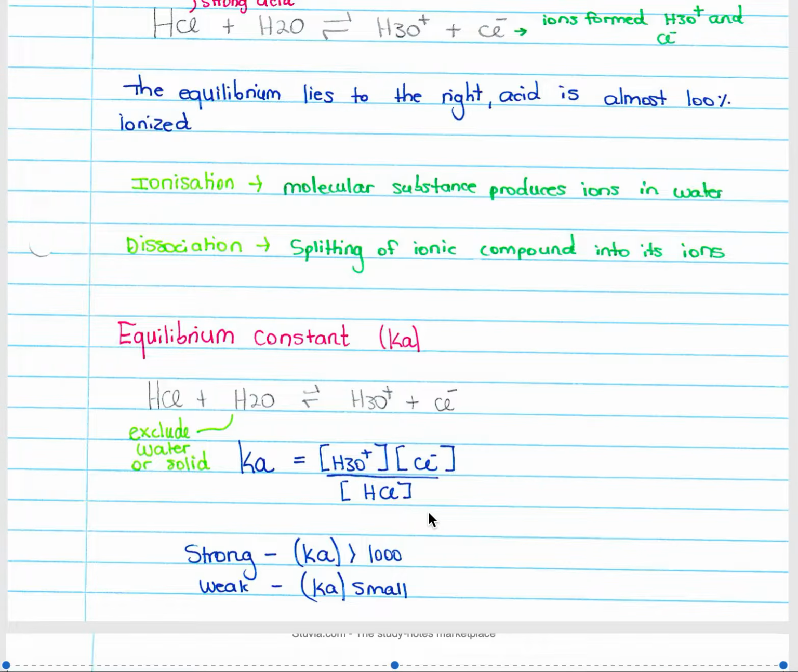A strong acid will have an equilibrium constant greater than 1,000. That is just an unspoken rule. If you get a Ka, your equilibrium constant for an acid, greater than 1,000, we know that it is a strong acid and it will ionize almost 100% when placed in water. If you have a weak acid, your Ka will be very small, and that means that it does not ionize fully in water. There will be fewer ions in the water solution.